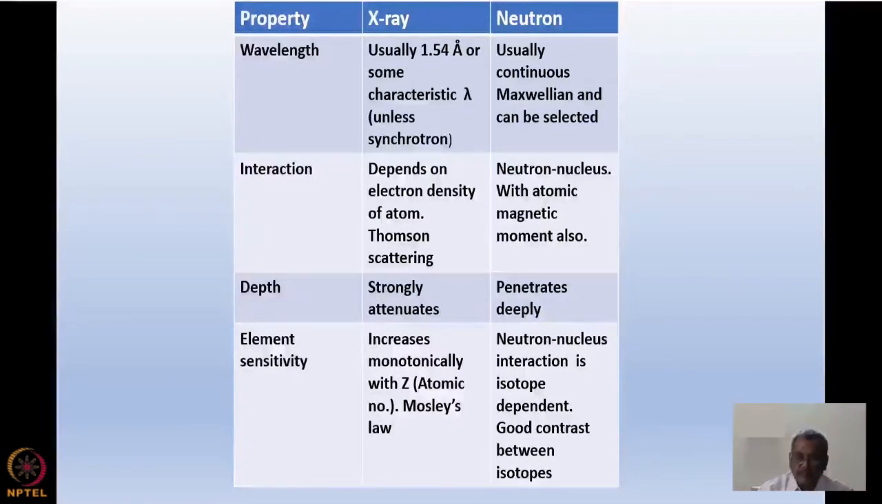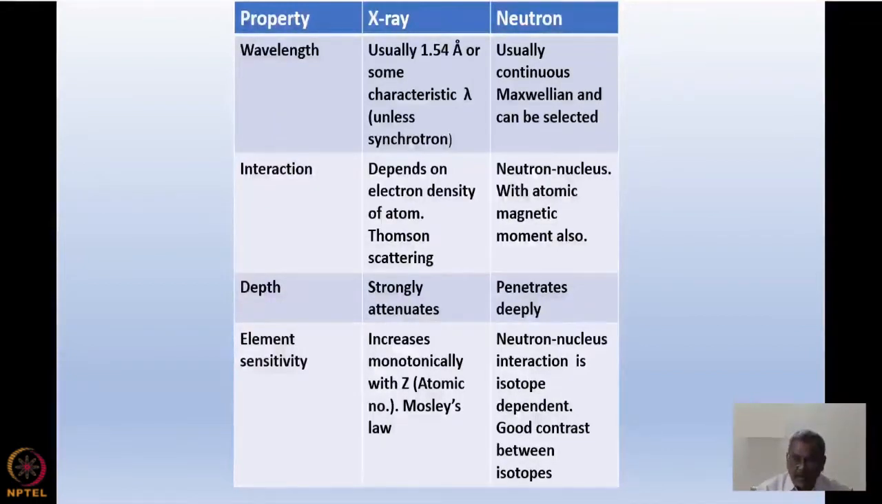But before that, I just quickly give a comparison of the properties between X-rays and neutrons, which I repeatedly said have wavelengths that are typically 1.54 angstrom for X-rays, for copper K alpha. Neutrons also have the same, but in a tabletop experiment, this 1.54 angstrom comes from a copper target. So it's some characteristic wavelength of a specific target. Molybdenum, if you use, it will be even lower, 0.6 or 0.7 angstrom. In case of neutron, I have a continuous Maxwellian distribution, and we select the wavelength, which are typically in this range.